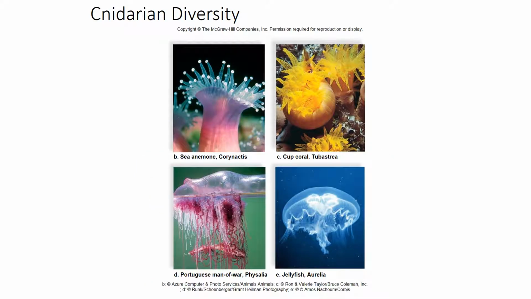Here are some pictures of some cnidarians. You have sea anemones, you have cup coral, Portuguese man-of-wars, you have jellyfish right here. Coral reef ecosystems are actually very productive. They're extremely diverse. They have many, many groups of marine life that live there. And then you might have heard of Portuguese man-of-war. I always thought of them as just really big jellyfish.